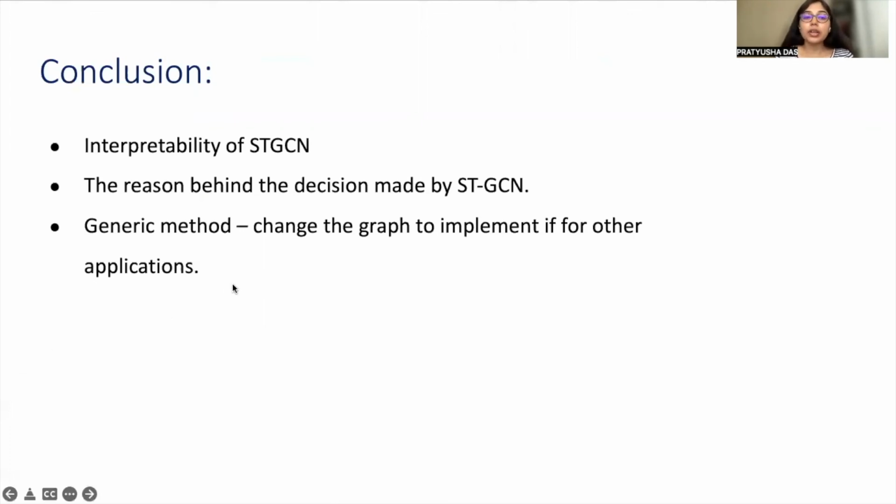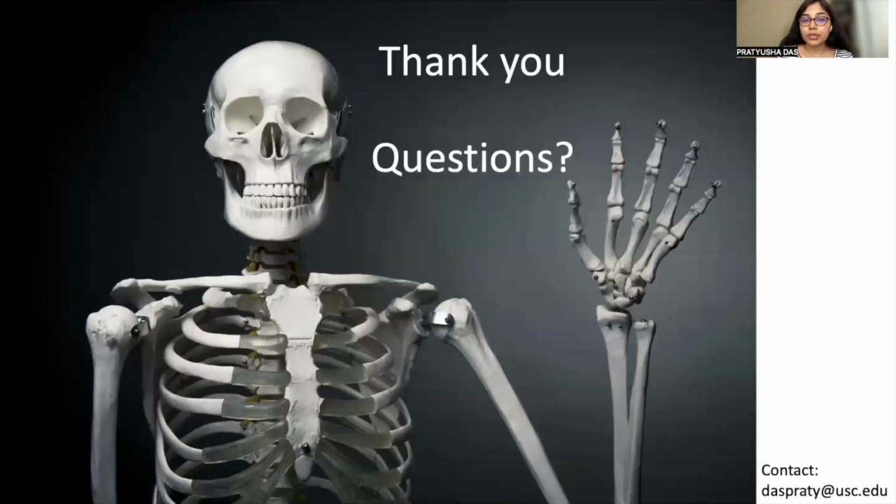And our next task is to implement this method in different applications, for example, traffic forecasting, and also to see the joint time importance map at different layers of STGCN.